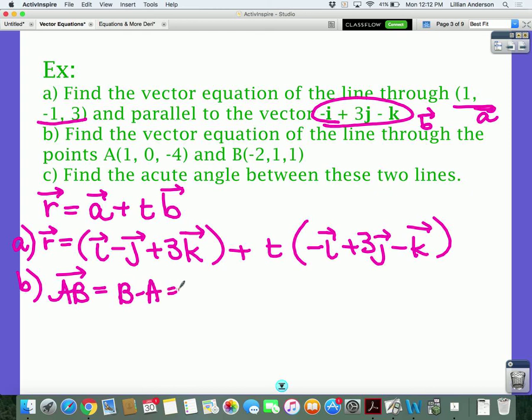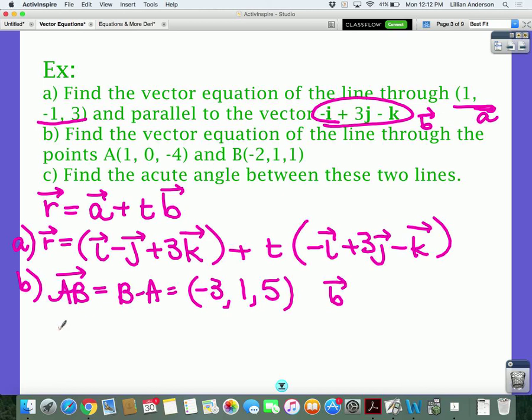So when we do that, we're going to do -2 minus 1, which is -3. 1 minus 0, which is 1, and 1 minus a negative 4, which is 5. Because you're doing 1 minus negative 4. It's B minus A. So there is your direction vector. So this is your b, and any one of these points can be your a. Really doesn't matter which one you want to make it.